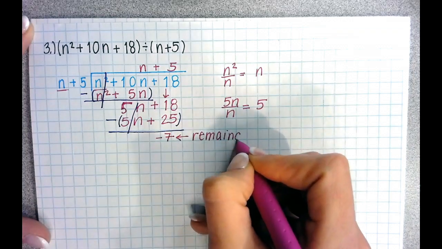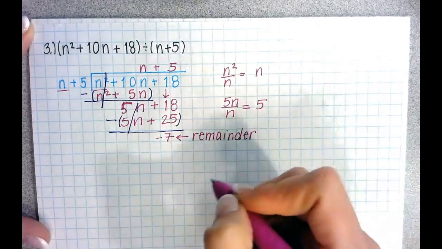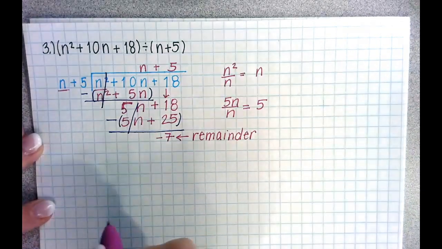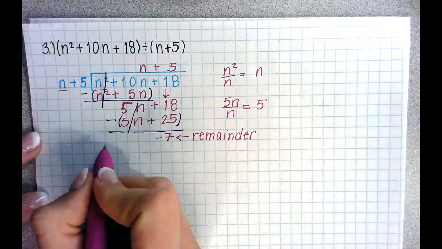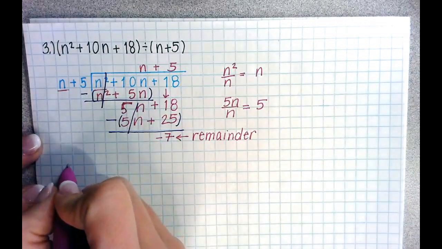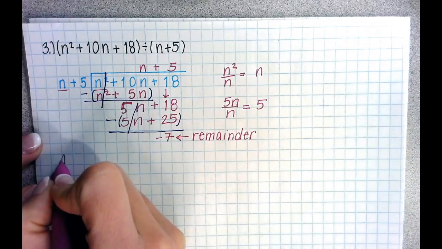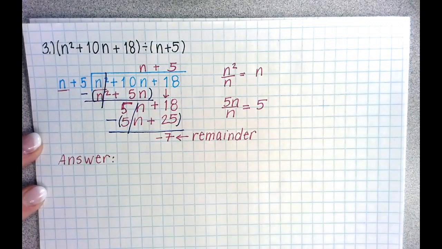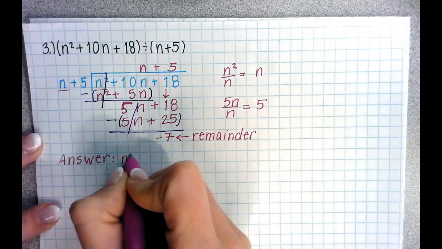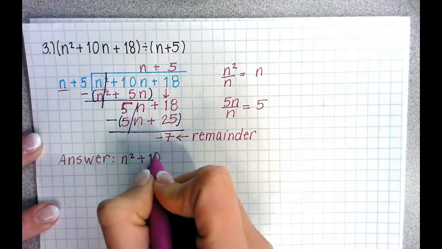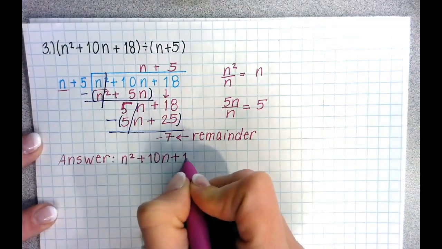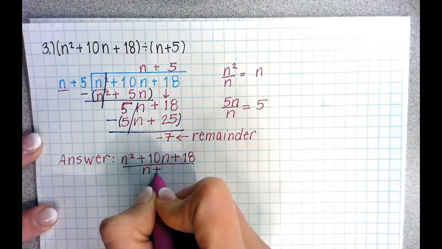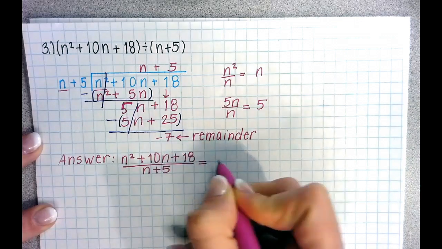Sometimes you'll have a test generator or the back of a book or a professor who will write your remainders just R negative 7. Sometimes you'll be using the remainder theorem for something, but we're going to write it out as an equation here. So I'm going to write my answer as follows. I'm going to rewrite my division problem as a fraction. n squared plus 10n plus 18 over n plus 5 is equal to.